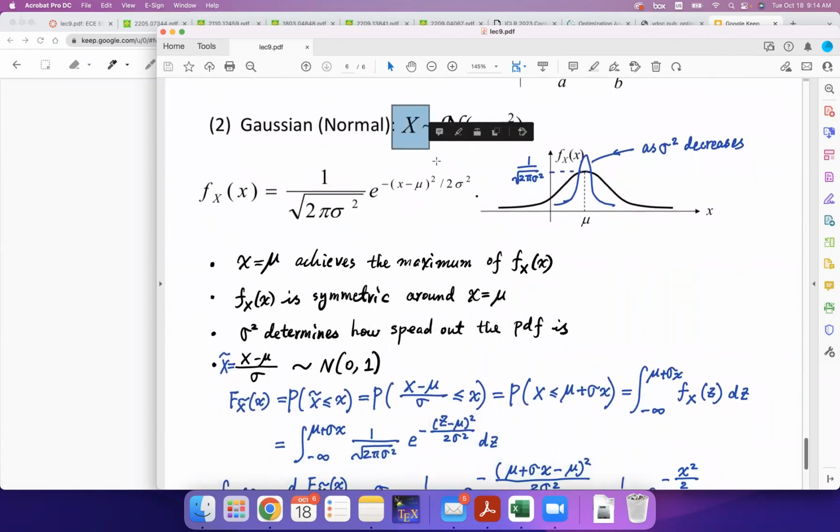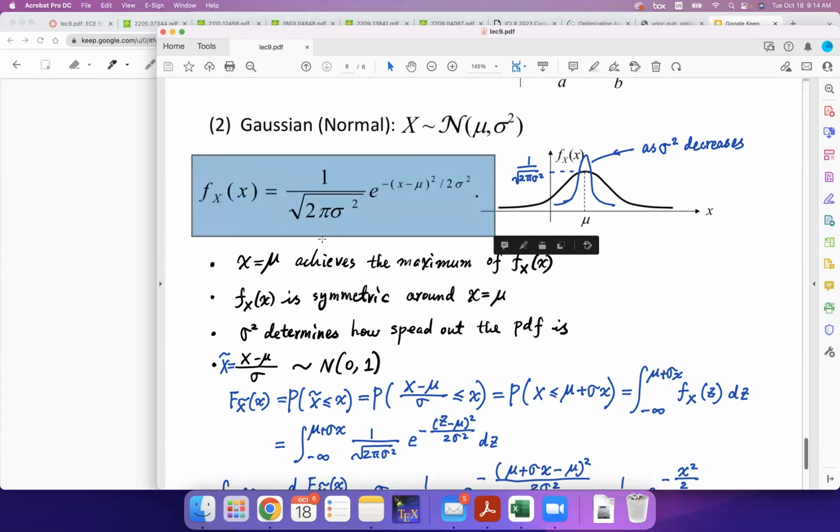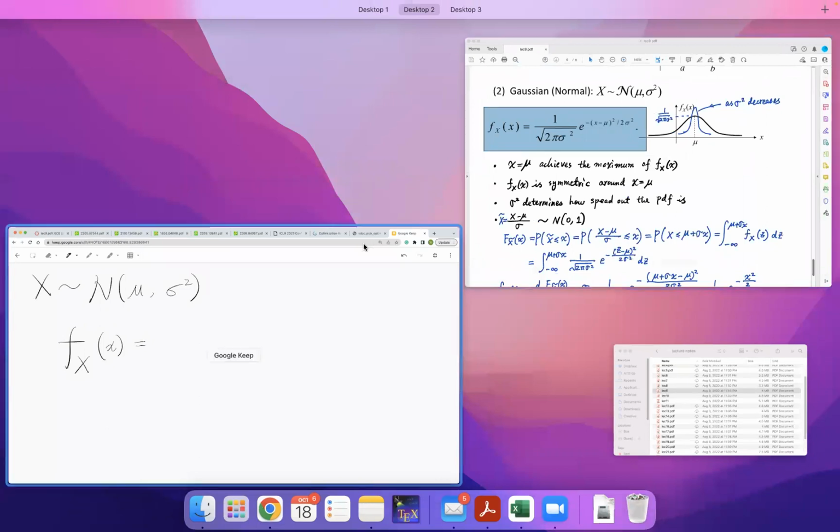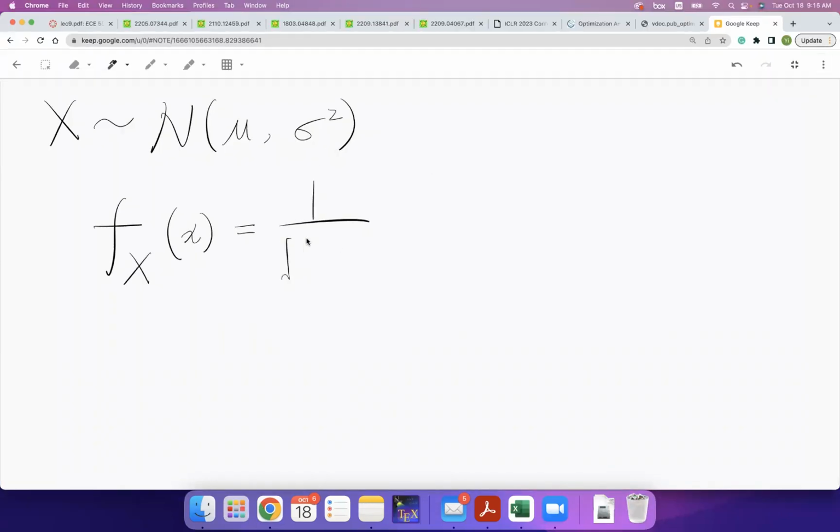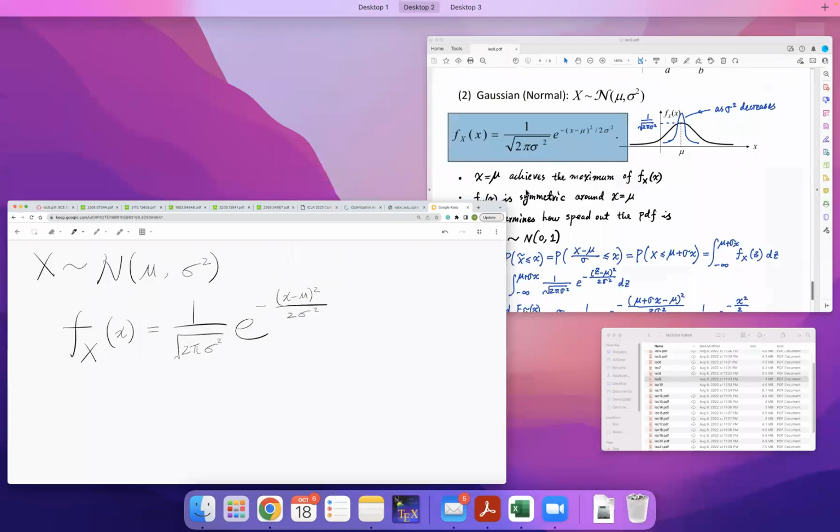Gaussian random variable, whose density function is defined by such a Gaussian density function. This Gaussian random variable is parameterized by 2 parameters, mu and sigma square. So if we write the density function of f_X, it is 1 over square root of 2 pi sigma square, and e to the power of negative (x minus mu) squared divided by 2 times sigma square.